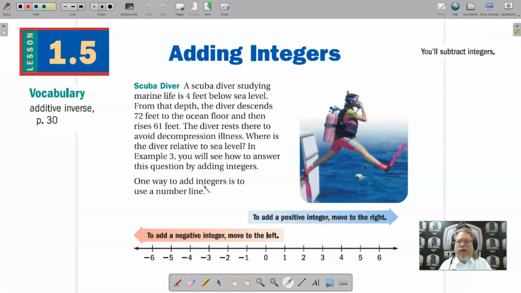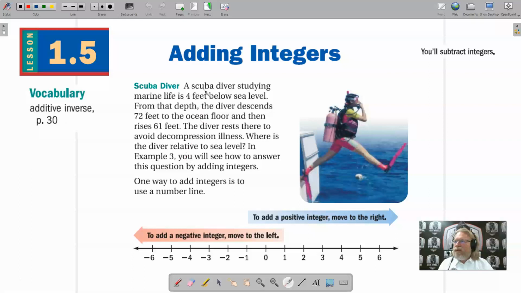Hello, this video is for lesson 1.5 from the textbook. It is titled Adding Integers, where our objective is to subtract integers. So our vocabulary is additive inverse. We'll get to that later on whenever we see it highlighted here in the text.